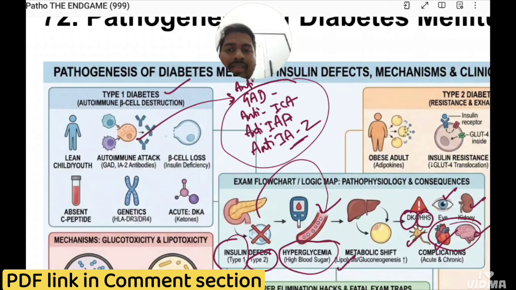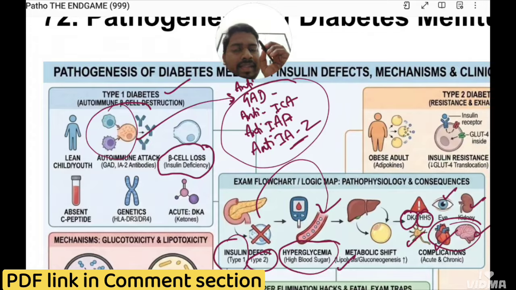Once this autoimmune attack happens, the beta cells, which secrete insulin in the endocrine pancreas, are destroyed, leading to insulin deficiency. Now in type 1, along with insulin, C peptide is also secreted. It is a part of the insulin chain, proinsulin.